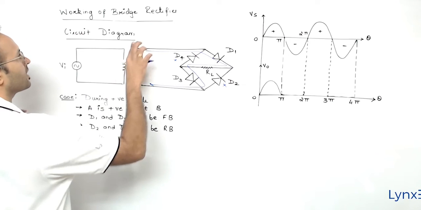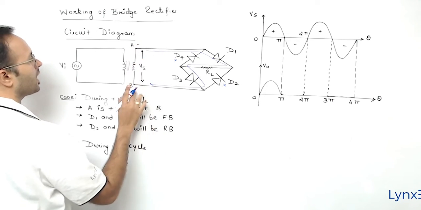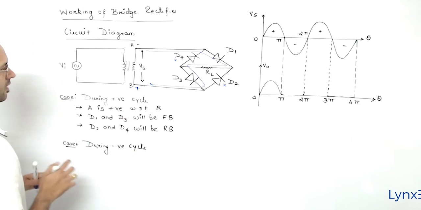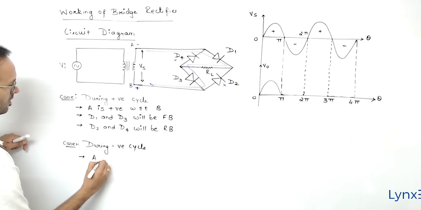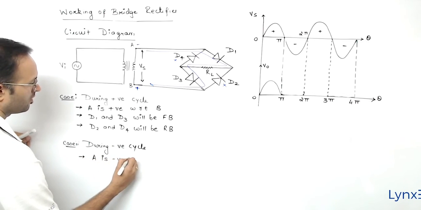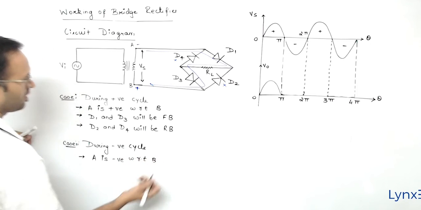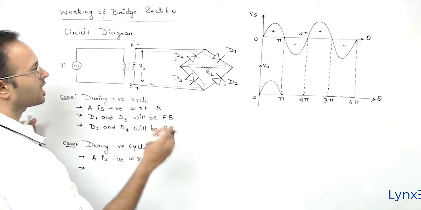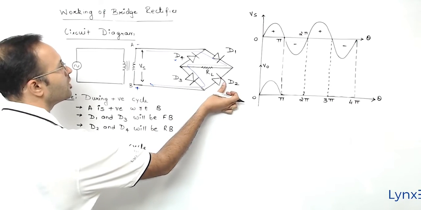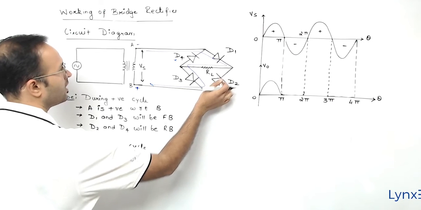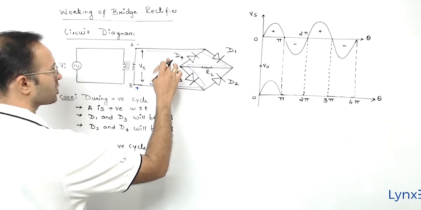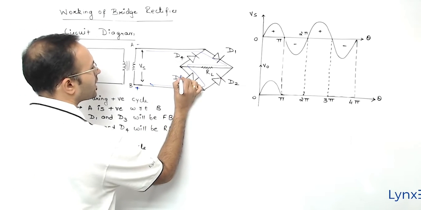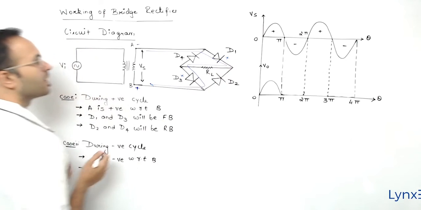In the negative cycle, what will happen? A will become negative and your B becomes positive, right? So I can say A is negative with respect to B, or else B is positive. As B is positive, that means your diode 2 will start working now, and the current will be passing through diode 4 also. So diode 2 and diode 4 will be forward biased, and diode 3 and diode 1 will be reverse biased.